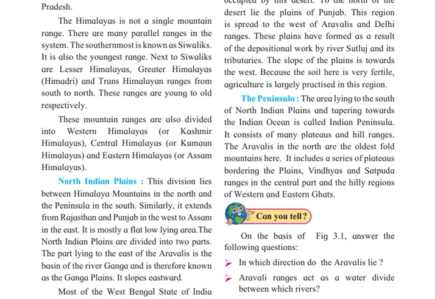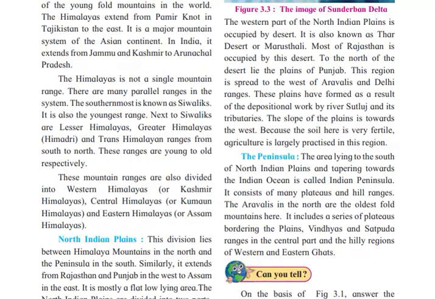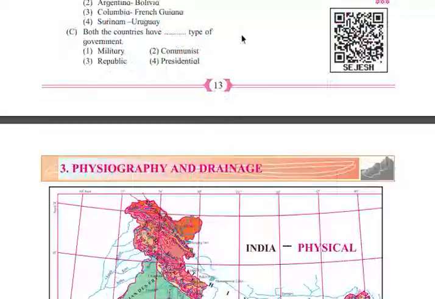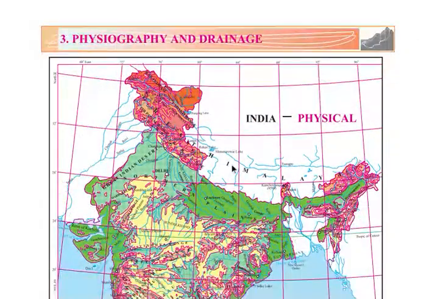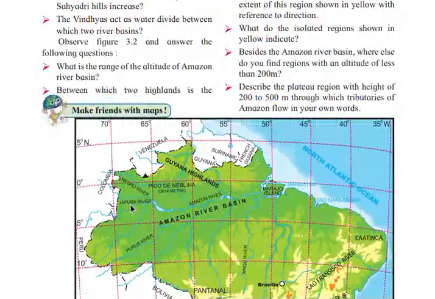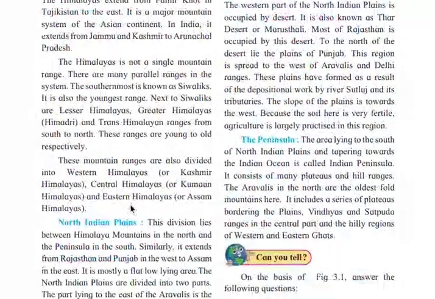Now, I will start with the peninsula. So, what is the peninsula? First of all, I need to show you exactly where the peninsula is. You can see this area from here to here. This is called the peninsula.